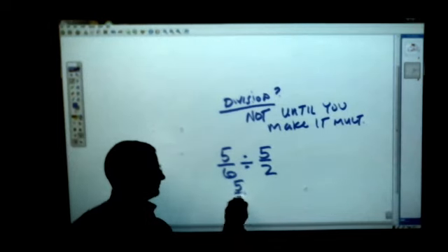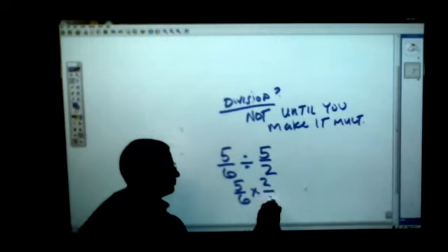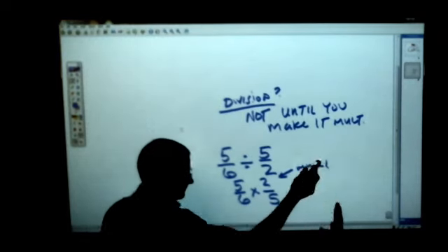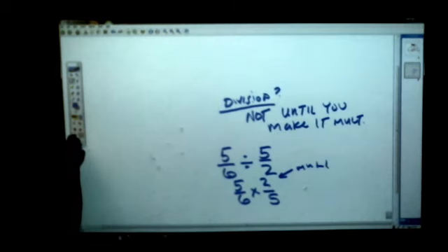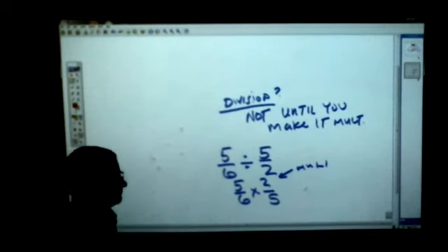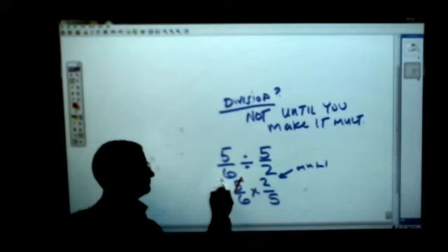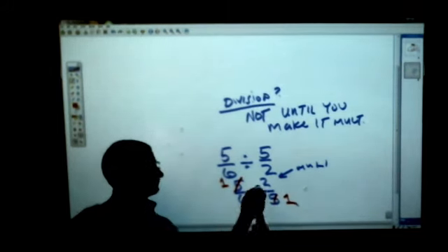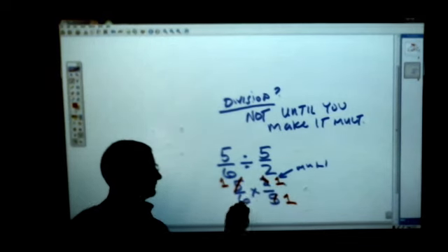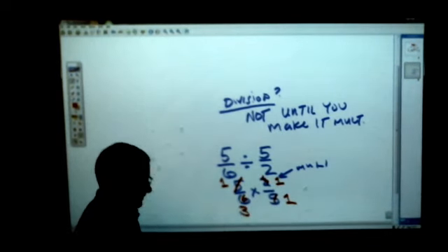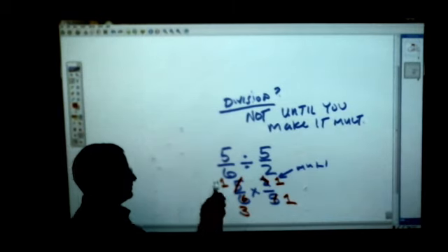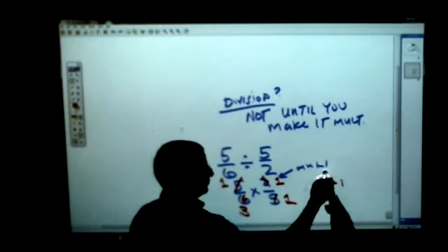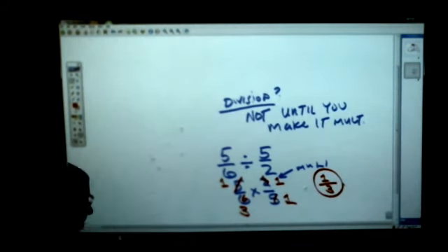Once you flip it and change it to a multiplication problem, then yes, because now it is multiplication, you can cross cancel. And what cross cancels here? Well, obviously the two 5s. 5 will go into 5 once. And what about 2 and 6? 2 goes into 2 once, and into 6 3 times. So what do I get when all the smoke clears? 1 times 1 is 1. 3 times 1 is 3. 1/3.